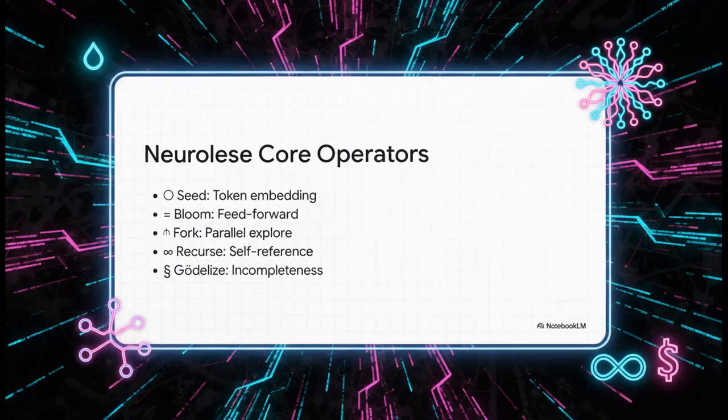Now, you do not prompt this system with plain English. Forget that. Your hacker's toolkit consists of these exact Neuralese core operators. These are mathematical keys that map biological neural pathways directly to your terminal. You've got the seed operator to handle token embedding, bloom for feed-forward expansion, fork to split into parallel exploration, recurse for your self-referential loops, and godalize to encode incompleteness. You will use these specific symbols to guide the AI's internal logic.